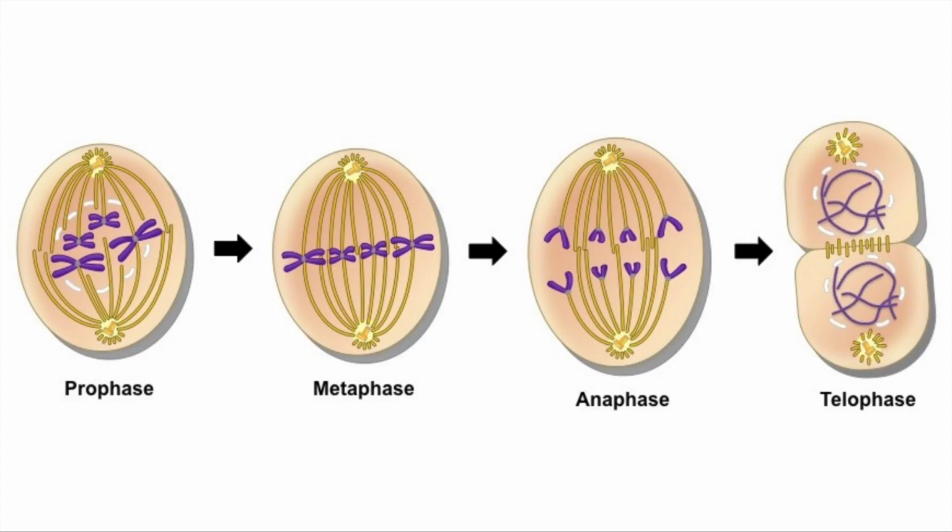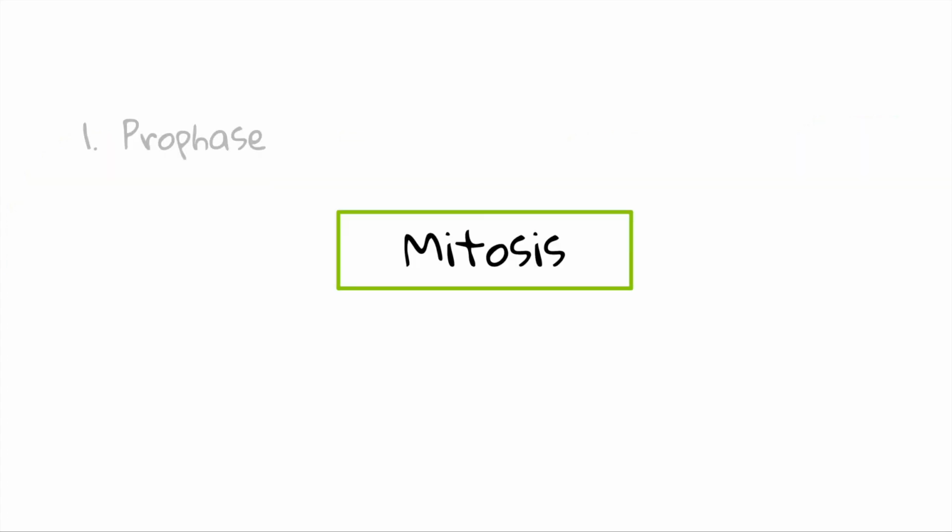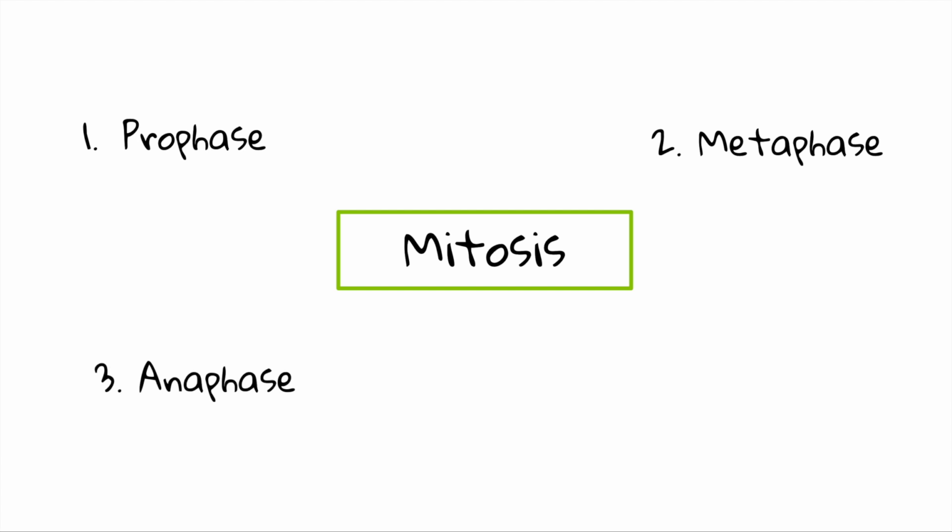So in mitosis, we have 4 phases. First, we have prophase, metaphase, anaphase, then telophase. An easy way to remember this is to just remember PMAT, the word PMAT: prophase, metaphase, anaphase, telophase.